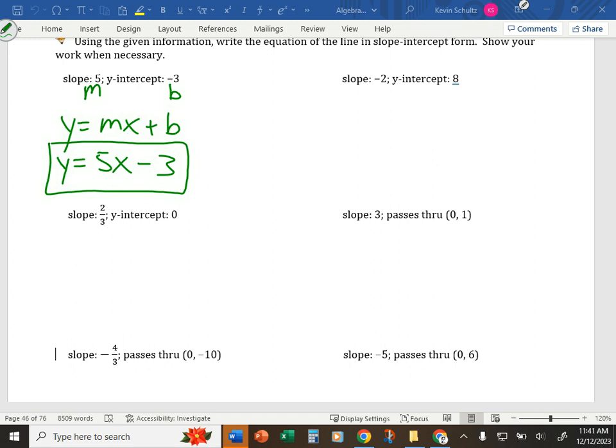The next one, the slope of the line is -2. There's your m. The y-intercept of the line is 8. There's your b. Here is slope-intercept form. What is the equation of this line in slope-intercept form? Tristan. Y equals -2x plus 8. Exactly. M gets plugged in for the slope, B gets plugged in for the y-intercept, and y equals -2x plus 8.